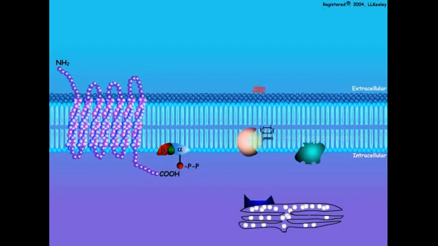Activated phospholipase C degrades phospholipids that make up the plasma membrane to produce 2 second messengers, inositol 1,4,5 trisphosphate and diacylglycerol.